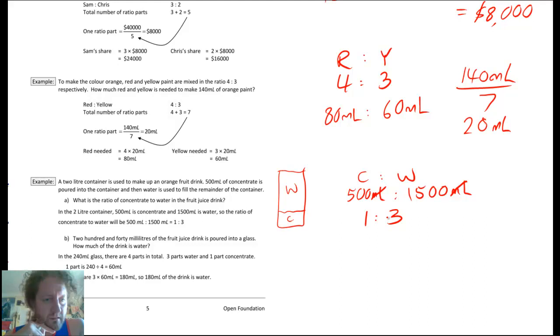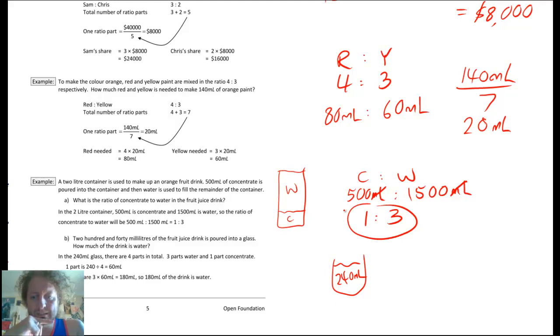Now, part B says 240 millilitres of the fruit juice drink is poured into a glass. How much of the drink is water? Okay, here's my glass. This is not to scale. And I've got 240 mils. And this was made in this ratio. So there's 240 mils in this glass, and I know the ratio of concentrate to water in that is 1 to 3 because it was mixed in the above ratio.